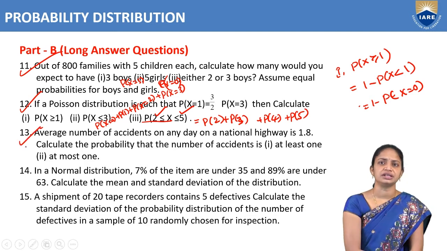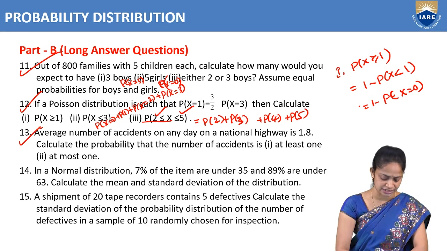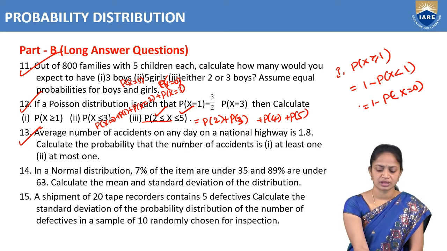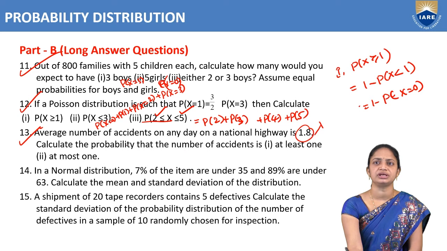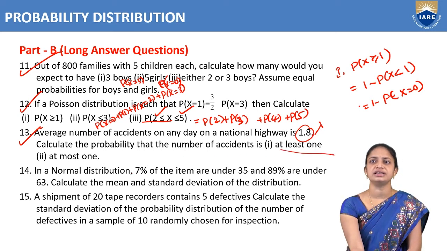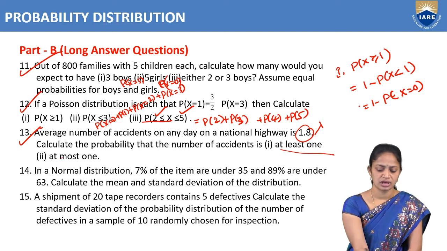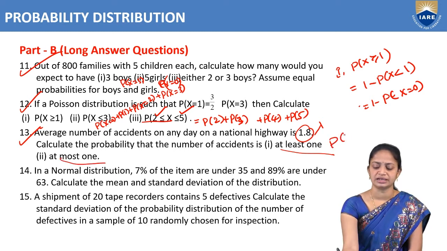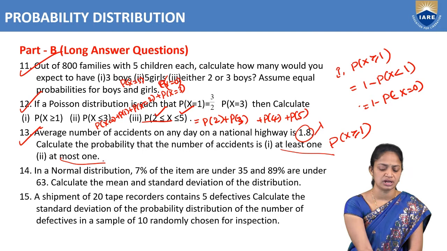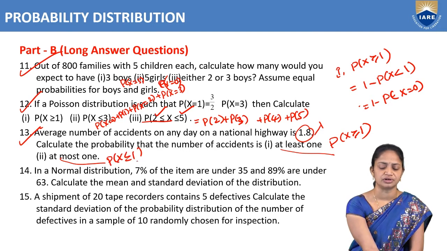So, coming to the 13th question, the average number of accidents on any day on a national highway is lambda value. Here they have given that calculate the probability that the number of accidents is at least and at most 1. At least is nothing but greater than or equal to 1, at most is nothing but less than or equal to 1.